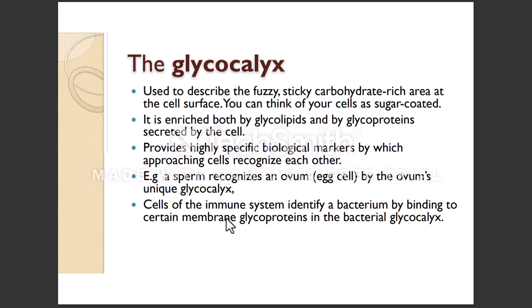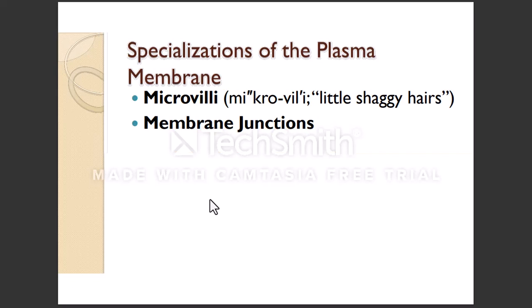For example, take the sperm cell. For the sperm cell to be able to recognize the egg cell for fertilization, there is a layer which we call the glycocalyx layer on the egg cell that enables it to identify the egg cell. So it is for identity. Okay, we also have cells of the immune system. They also possess glycocalyx.